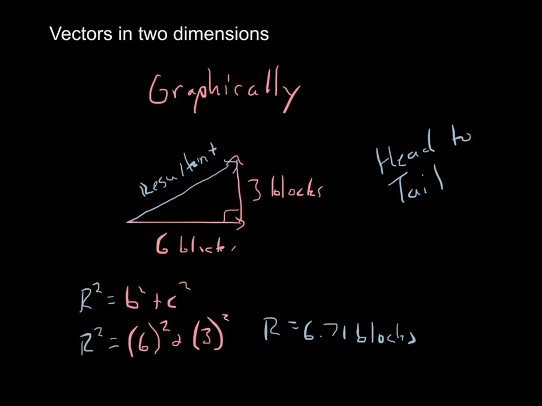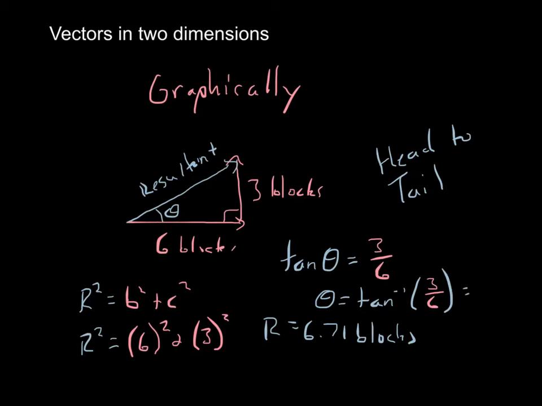Now with vectors, we also have to include a direction. We're usually going to include that direction by looking for an angle. That angle in this case we could find using the tangent function with trig, so tangent of theta would equal my opposite side over my adjacent side, so in this case 3 over 6. So we'd solve for theta, so theta would equal the inverse tangent of 3 over 6, which would be 26.57 degrees. So that would be our full result: 6.71 blocks, 26.57 degrees, in this case maybe north of east, right? If this direction were east and that was north.